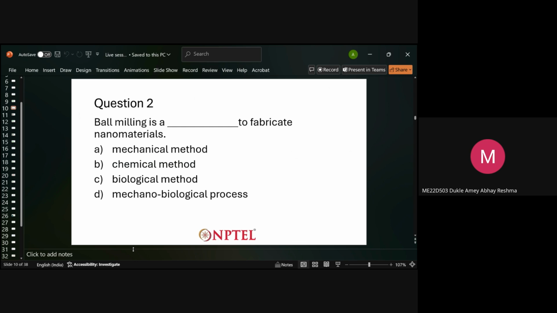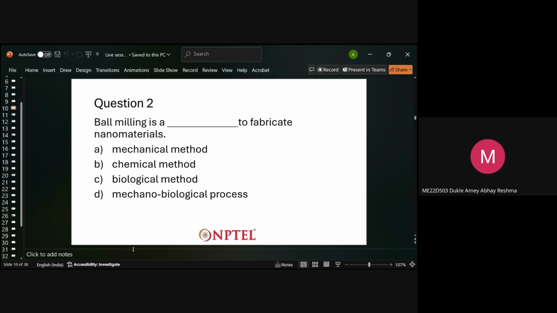So basically, you use a sol-gel method or a co-precipitation method. Those are chemical methods. Then the biological methods use bacteria, and then there are mechanobiological processes. Basically, they use a combination of mechanical forces on the bacteria, and you get the output.